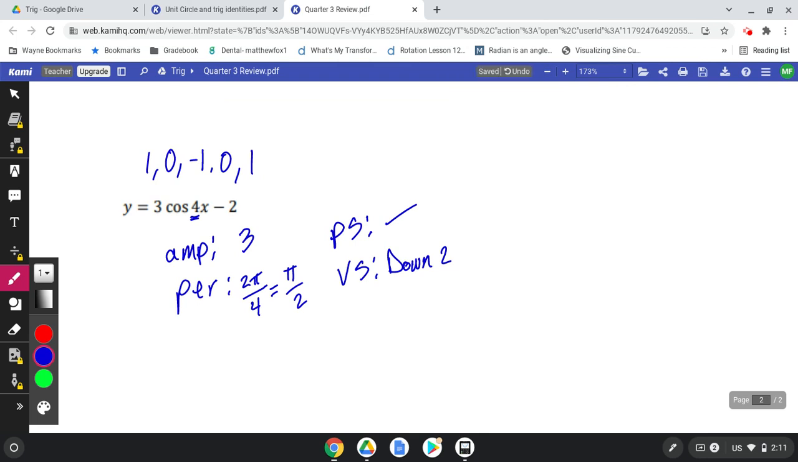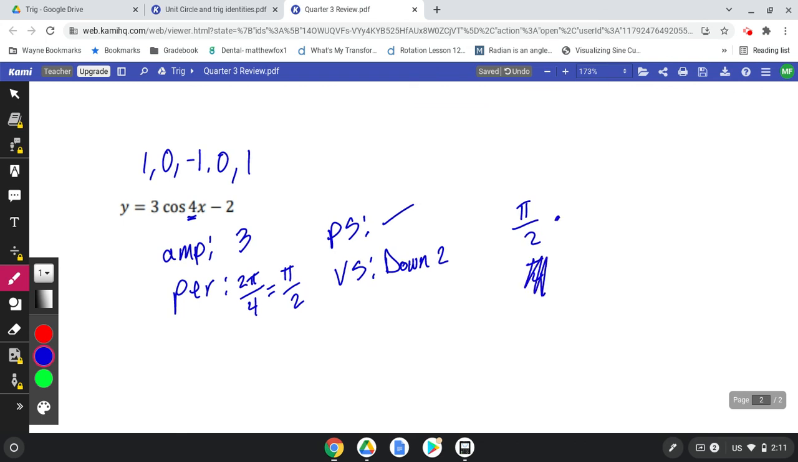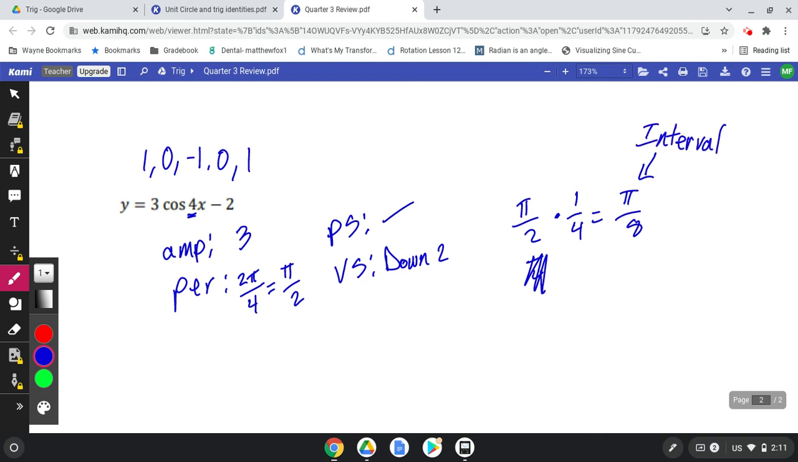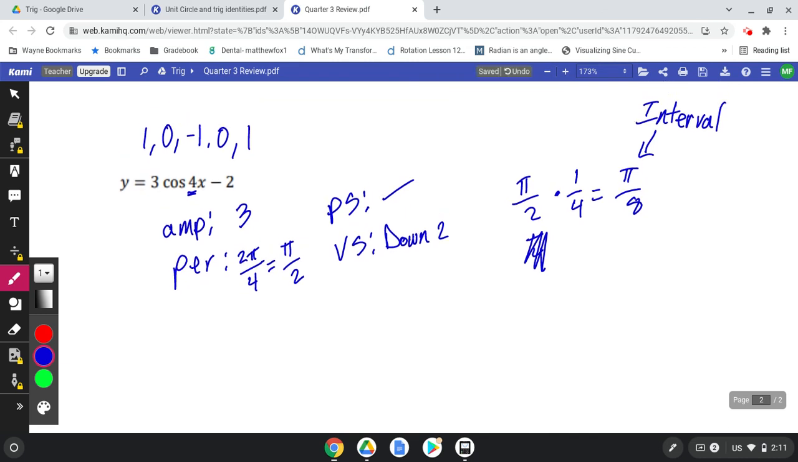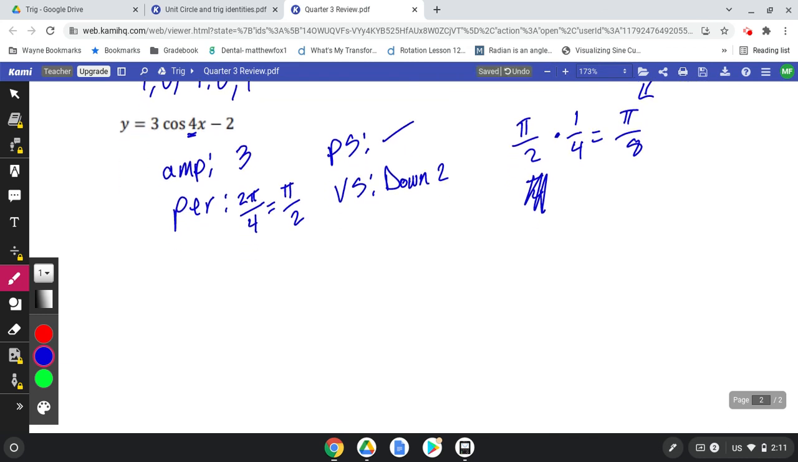Now, before we can graph, remember we also need to find what our interval is. Take whatever your period is and divide it by 4. And remember, dividing by 4 is the same as multiplying by the reciprocal, so 1/4. We would get pi over 8. That is my interval. Okay, so at this point, we are ready to start graphing.